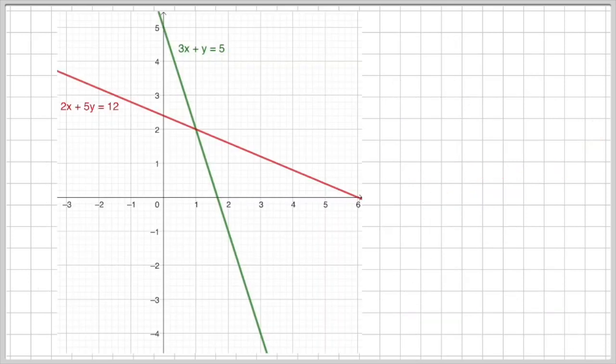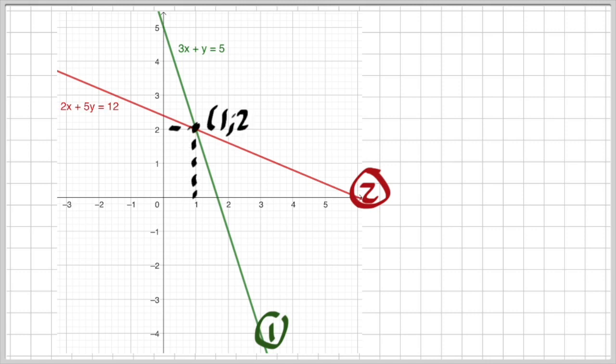2x plus 5y equals 12, that is equation number 2. And I look at 3x plus y equals 5, well, that's equation 1, the green one. Where do they intersect? Oh my goodness, at (1, 2). Man, this is awesome. So we are actually going to use simultaneous equations to determine where graphs intersect one another. Wow, I love mathematics, how everything comes together.